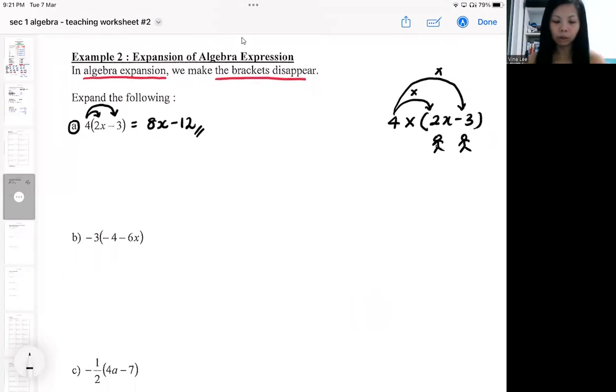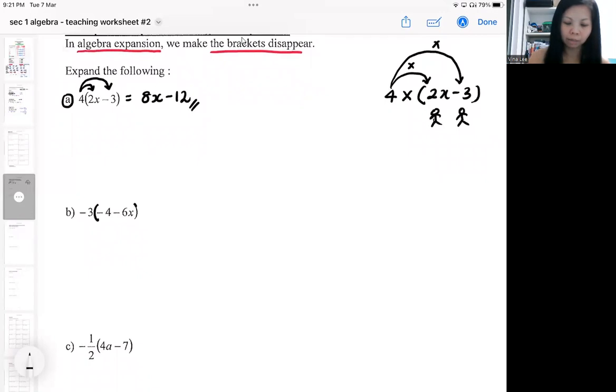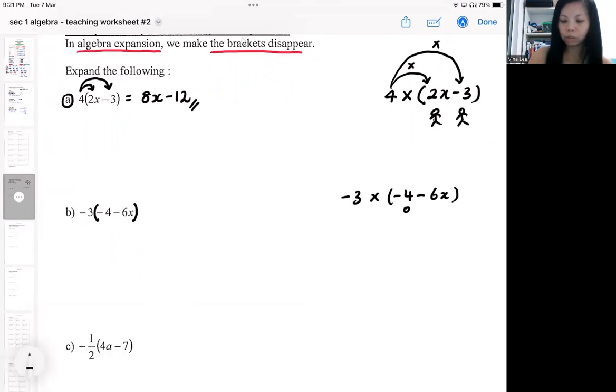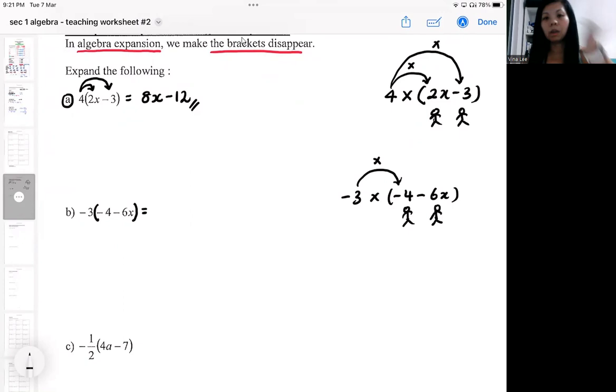In the next one, I'm also distributing the food. Can you see there's a bracket here? So minus 3 is multiplied to the bracket. In the bracket, there are 2 terms. Think of the 2 terms as 2 people. So you're going to distribute minus 3 to the 2 people by multiplying. So minus 3 times minus 4. Here your negative times negative comes in. Negative 3 times negative 4 is a positive 12. So the first multiplication gave you a 12.